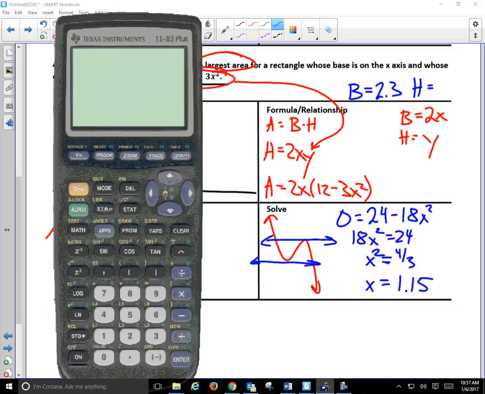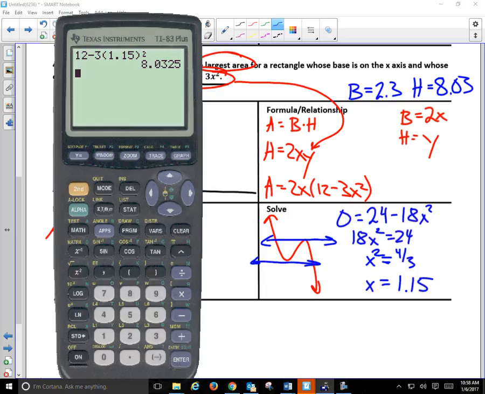So I'm going to take 12 minus 3 times 1.15 squared. 8.03. It's approximate, but that's pretty good estimation there. Yeah, if we did the negative, then it would be right here, and that would give us a minimum. Better? Any questions on that example? Do you remember that example a little bit from last year?